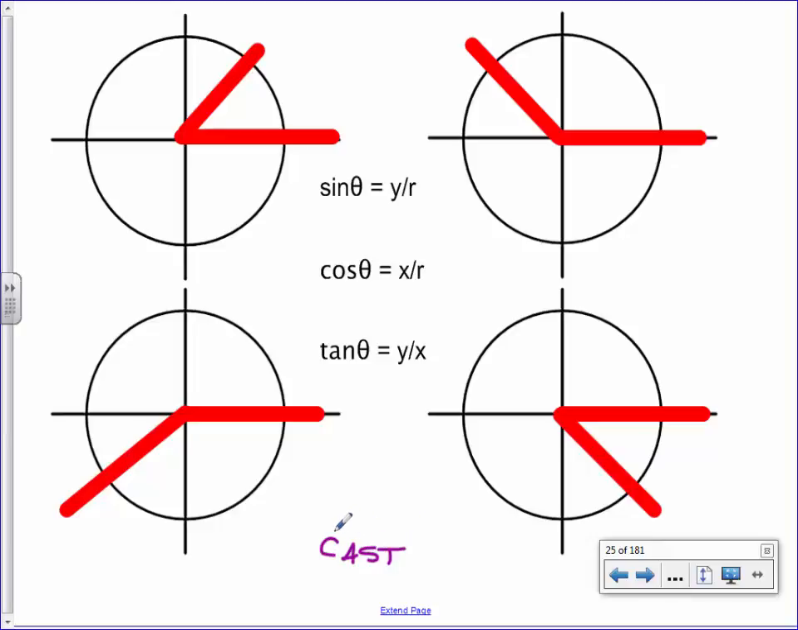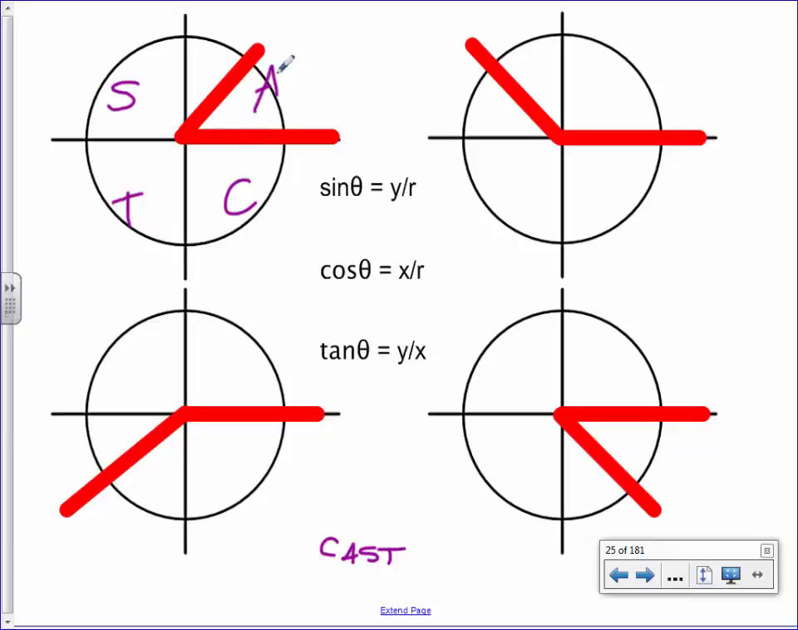CAST refers to where cosine is positive, where all of them are positive, then where sine is positive, and then where tan is positive. And the way the CAST rule works is you start here for C, there for A, there for S, and there for T. You actually start with it like one quadrant below. So let me see if I can show you this here.